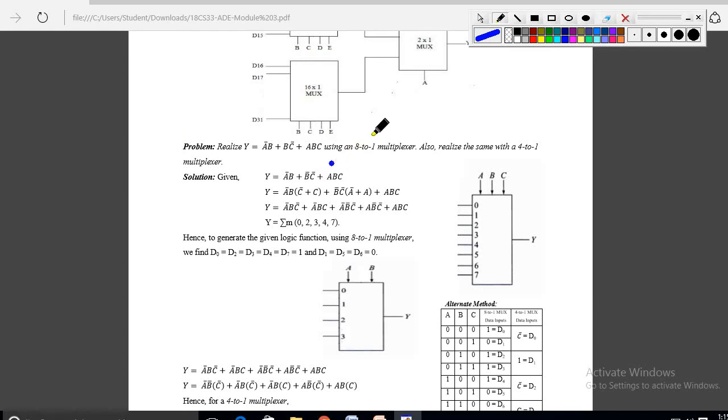Here he is telling about 8:1 multiplexers. An 8:1 multiplexer means how many control inputs are required? 3 control inputs are required. So this is a must. But in this expression you have to realize that only the third term is ABC, which has all 3 control inputs. But in the first and second terms, one of the control inputs is missing. Whichever is missing, you have to adjust for that.